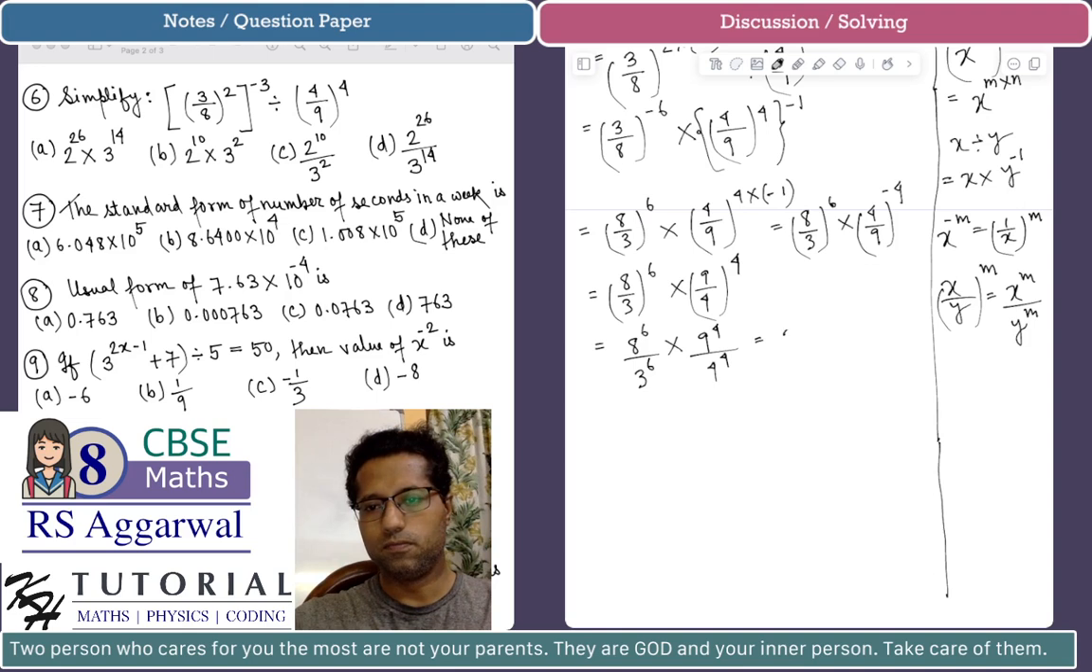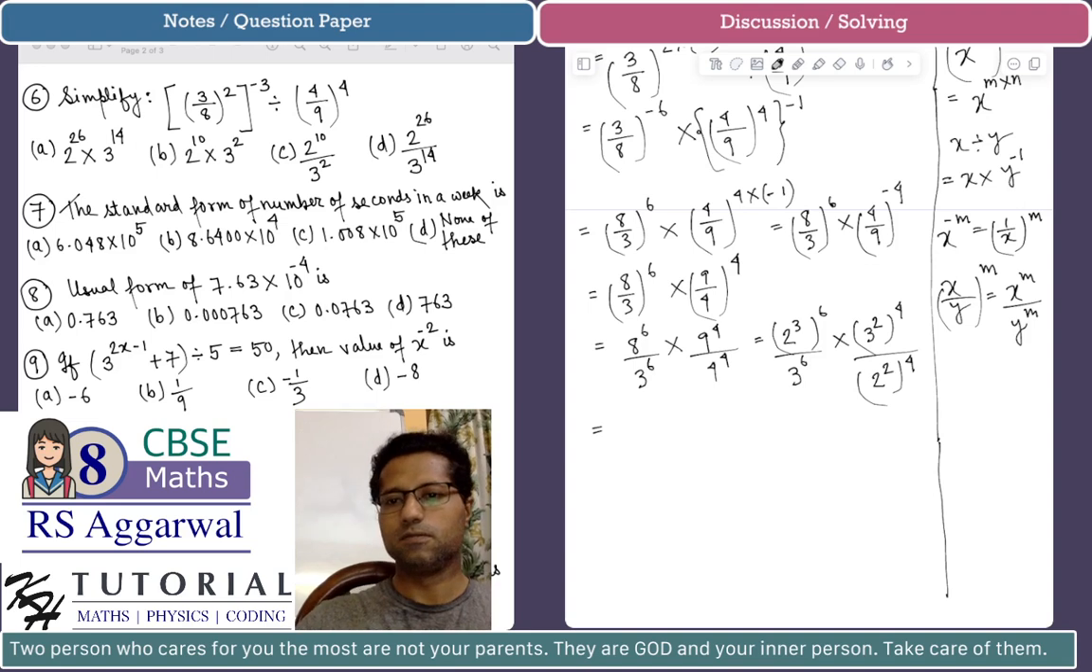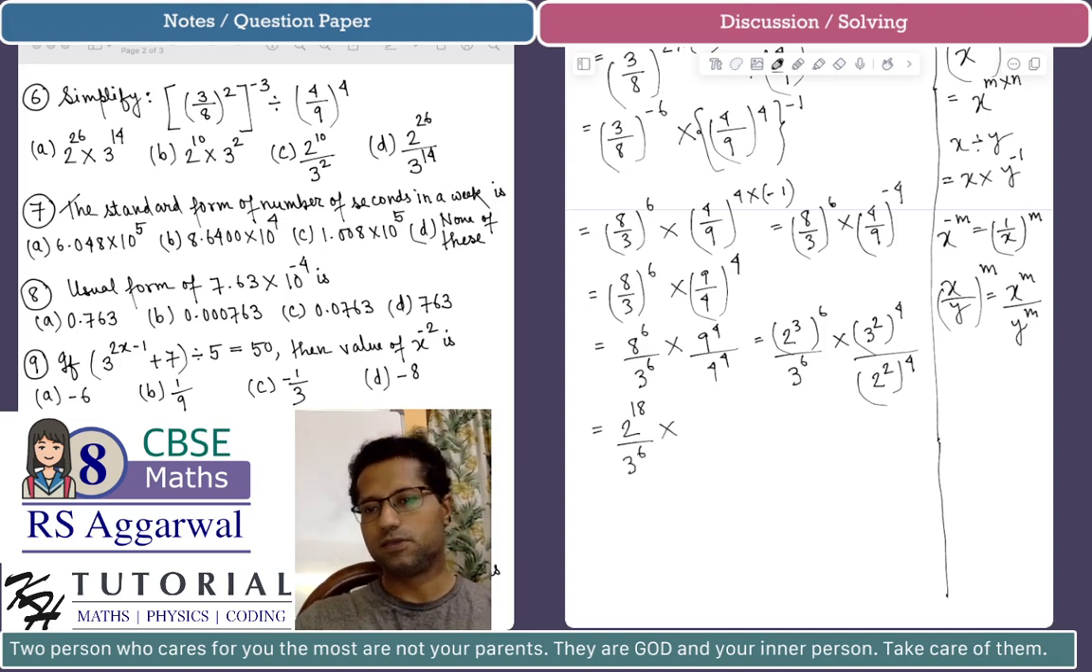Now 8 is 2 cube and whole to the power 6. 3 is 3 to the power 6 we have, and 9 to the power 4 I can write as 3 square whole to the power 4, and 4 I will write as 2 square whole to the power 4. So now this becomes 2 cube raised to the power 6, the powers will get multiplied. So I have 2 to the power 18 divided by 3 to the power 6 multiplied by 3 square whole raised to the power 4, which is 3 raised to the power 8, divided by 2 square raised to the power 4, which is 2 raised to the power 8.